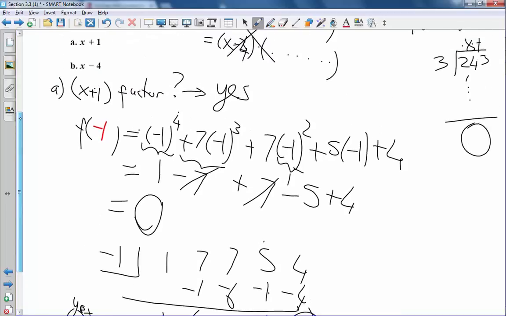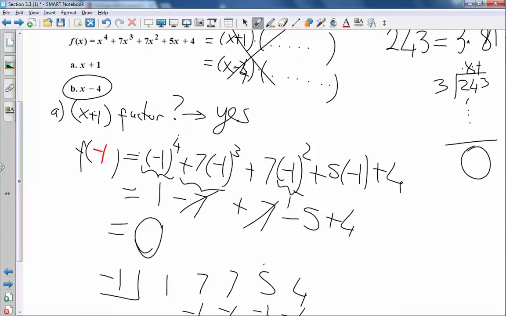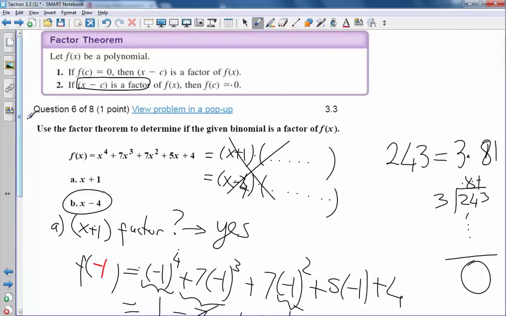What do you think about the second part? This one. Is x minus 4 a factor? No. All right, which one do you want to do? Let's do the factor theorem again. Substitute negative 4 into the polynomial. I will enter negative 4 everywhere.